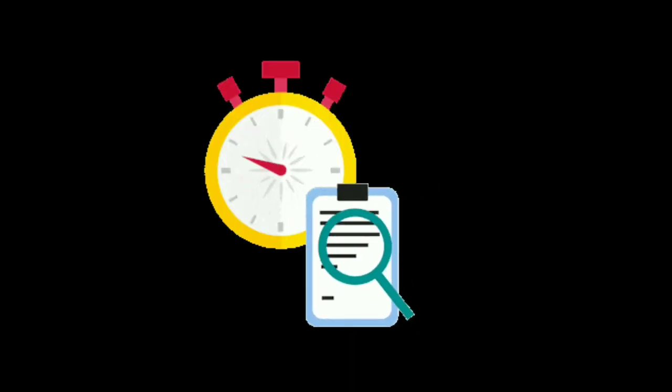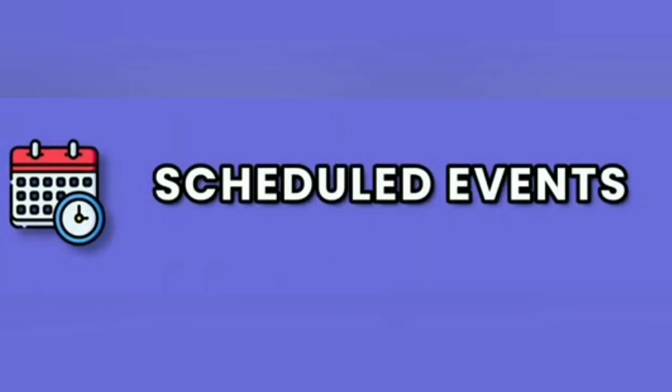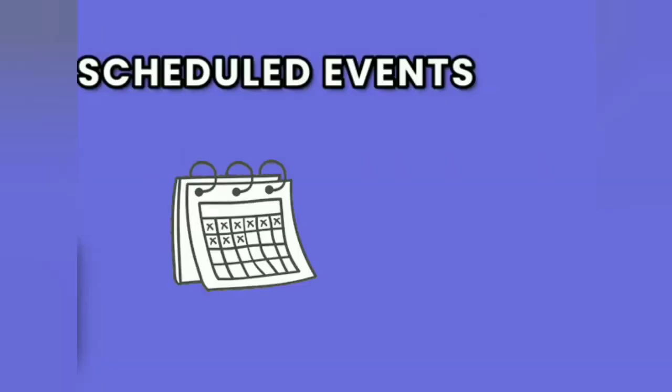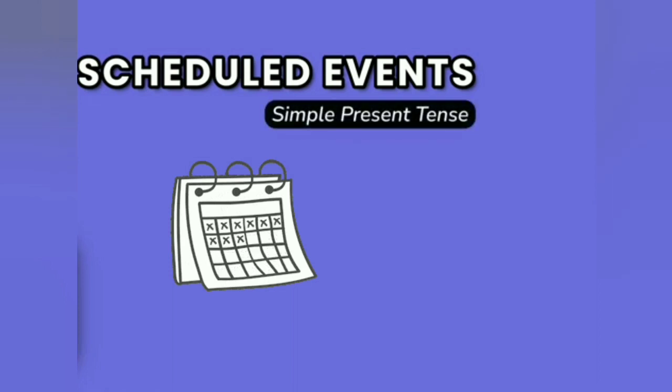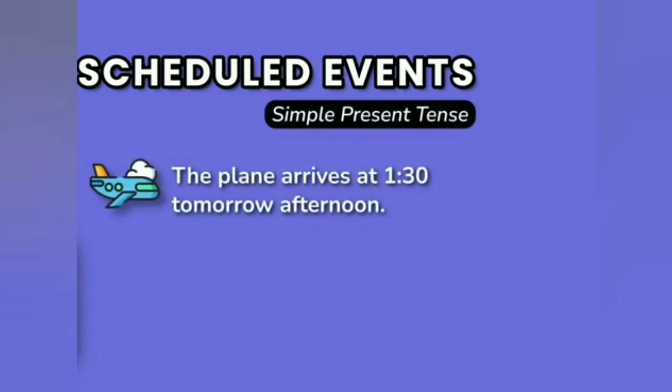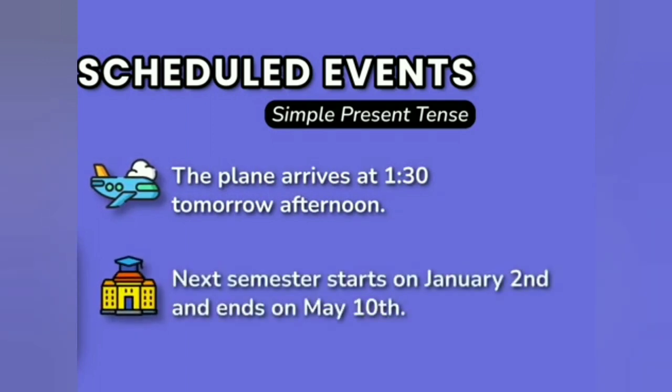In fact, when there's a scheduled event with a date or a time that you can't control, the most natural tense is the simple present tense. The plane arrives at 1:30 tomorrow afternoon. Next semester starts on January 2nd and ends on May 10th.